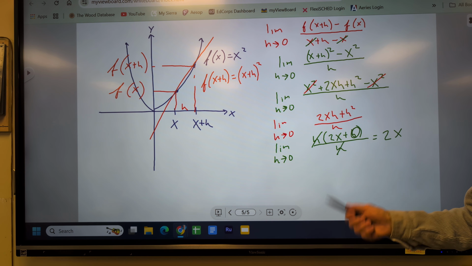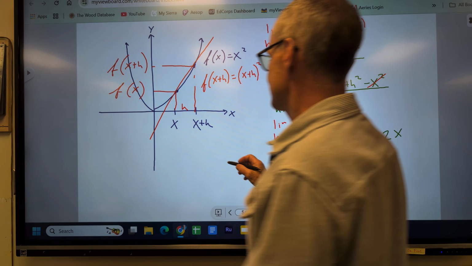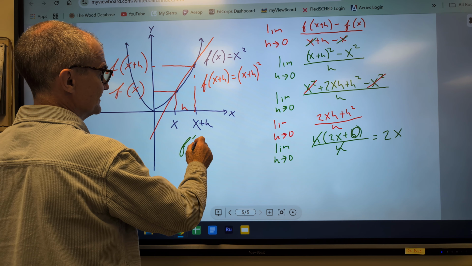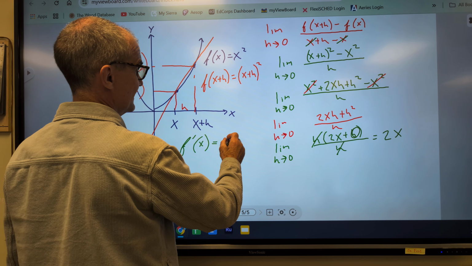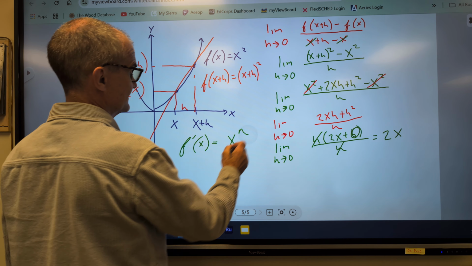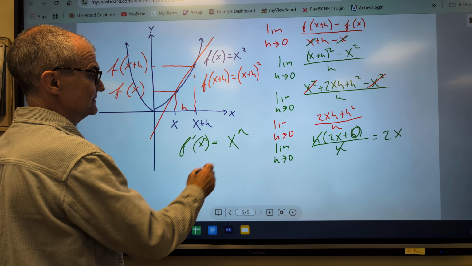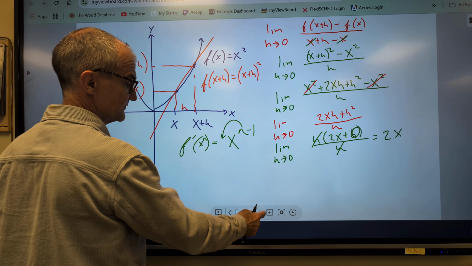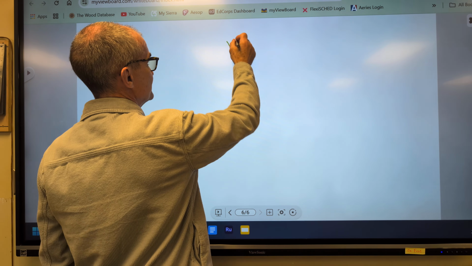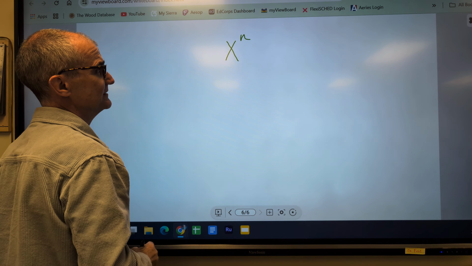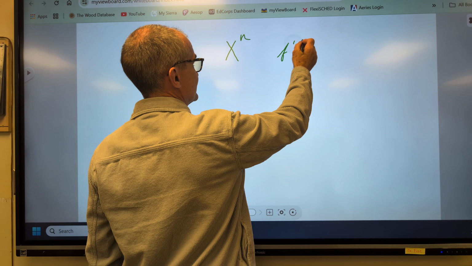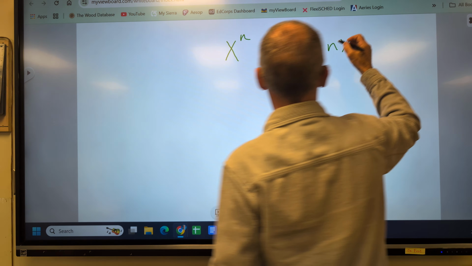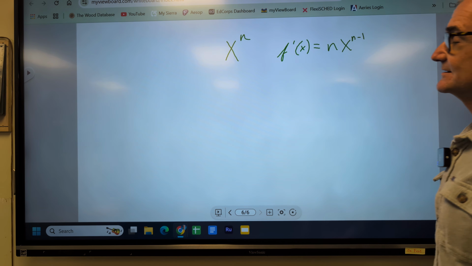And it kind of leads us to the power rule. If you were asked to find the derivative, sometimes using the prime, of the function x to the n, the rule is you bring this n down in front and you subtract 1. So if you have a function x to the n, the derivative of that function is n x to the n minus 1.